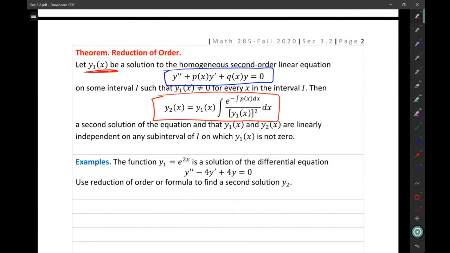But first of all, you should have your equation written in the standard form before trying to find the second solution. The coefficient of y double prime should be equal to 1.